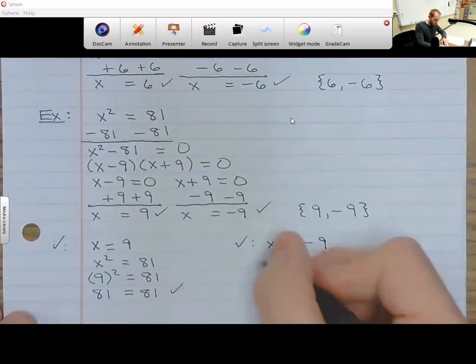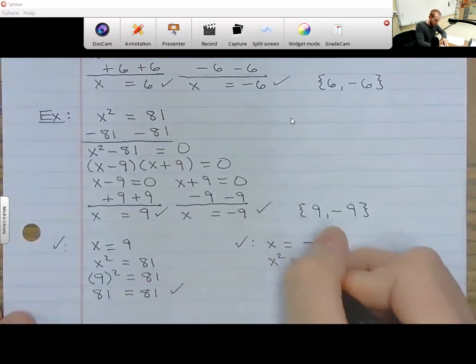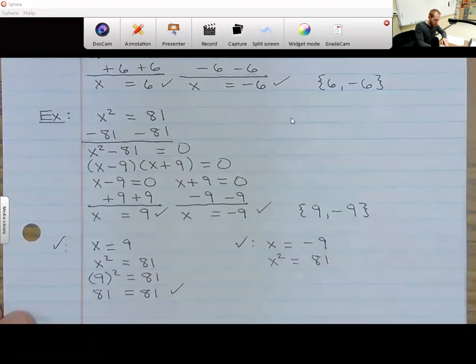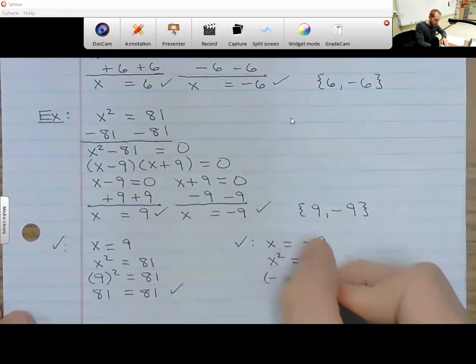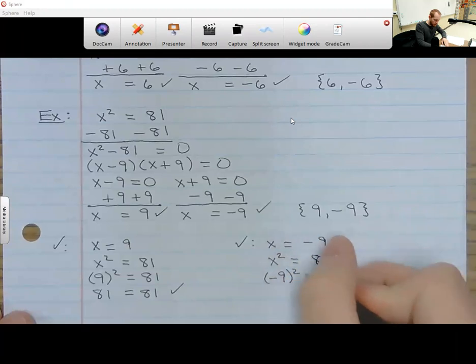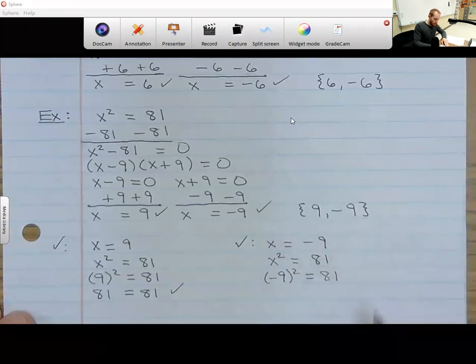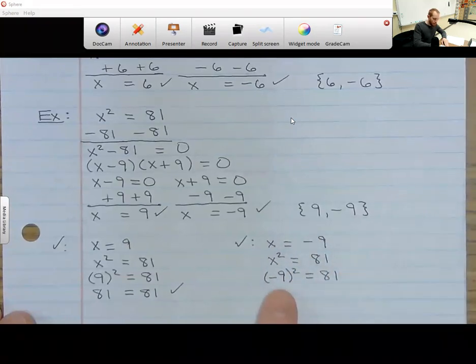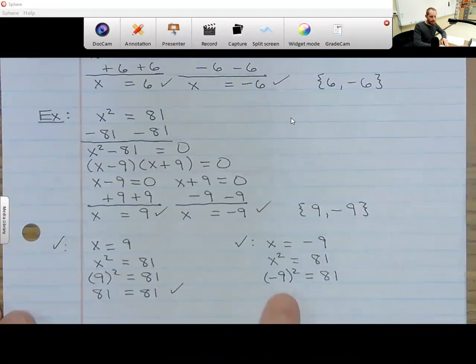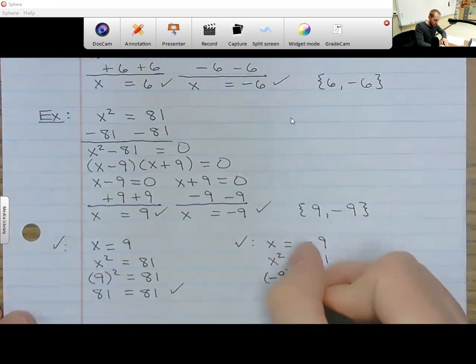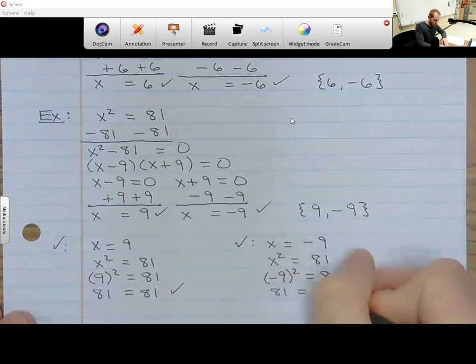And then over here, same thing. My original equation was x squared equals 81. So then I can put in a negative 9 for x and see what happens. So over here, the only difference is negative 9 times negative 9 is going to give me positive 81. So it's not really that different. You still get that true statement at the very end. So that's how you know negative 9 is going to work.